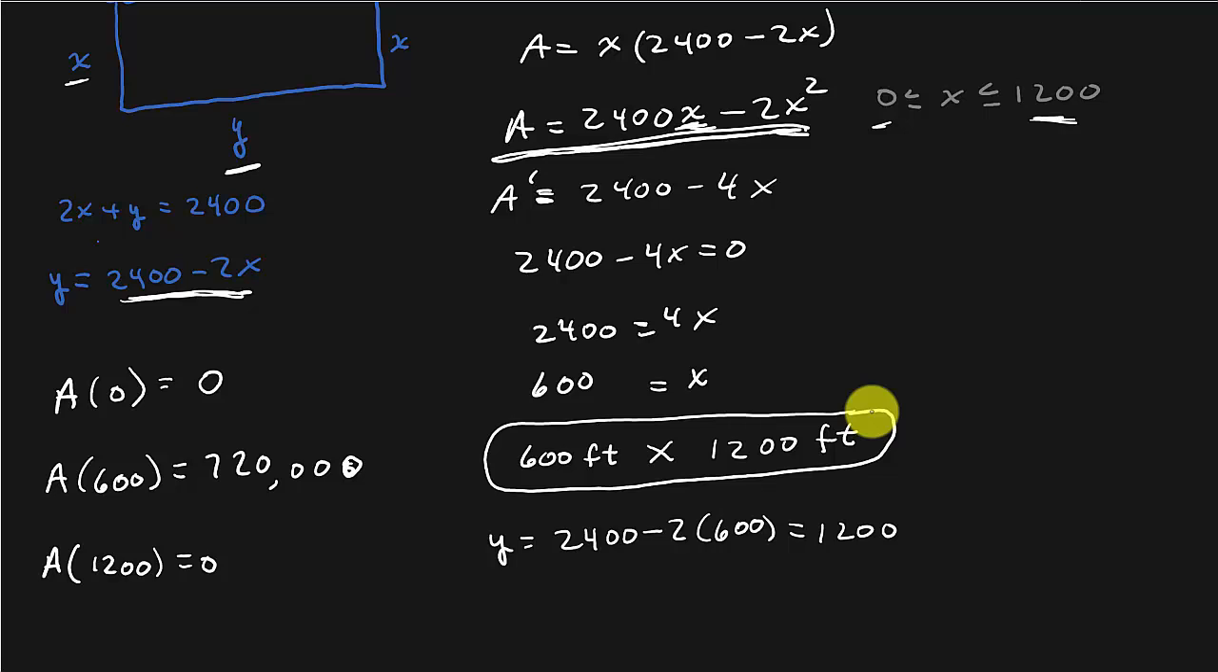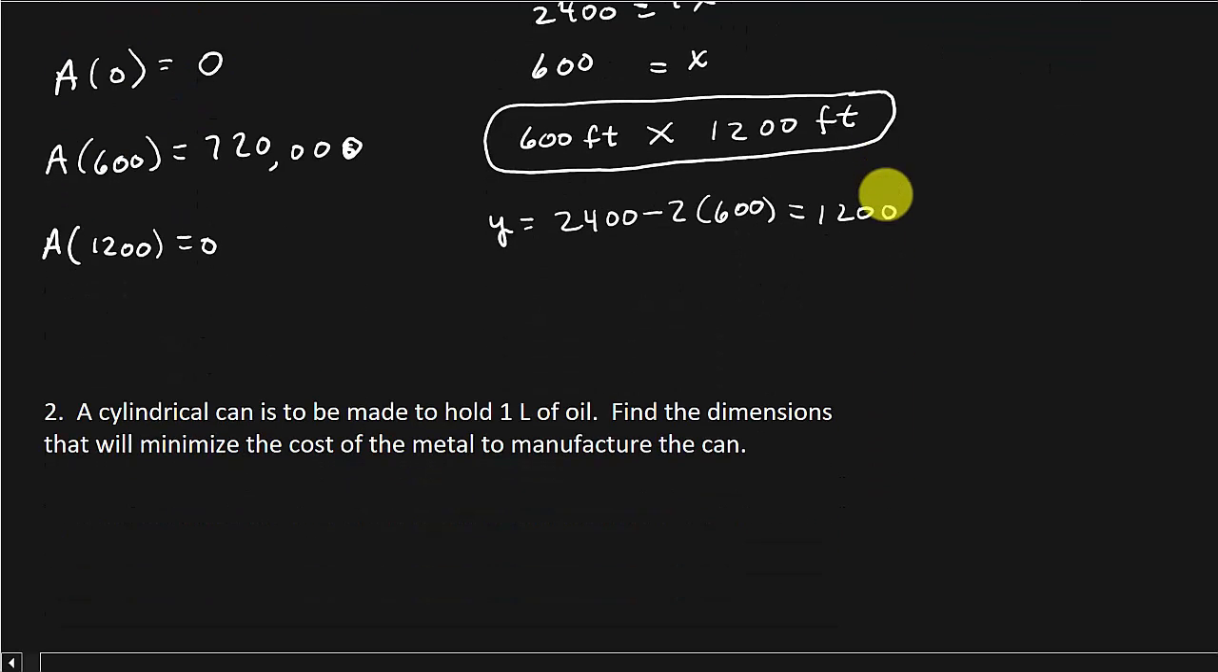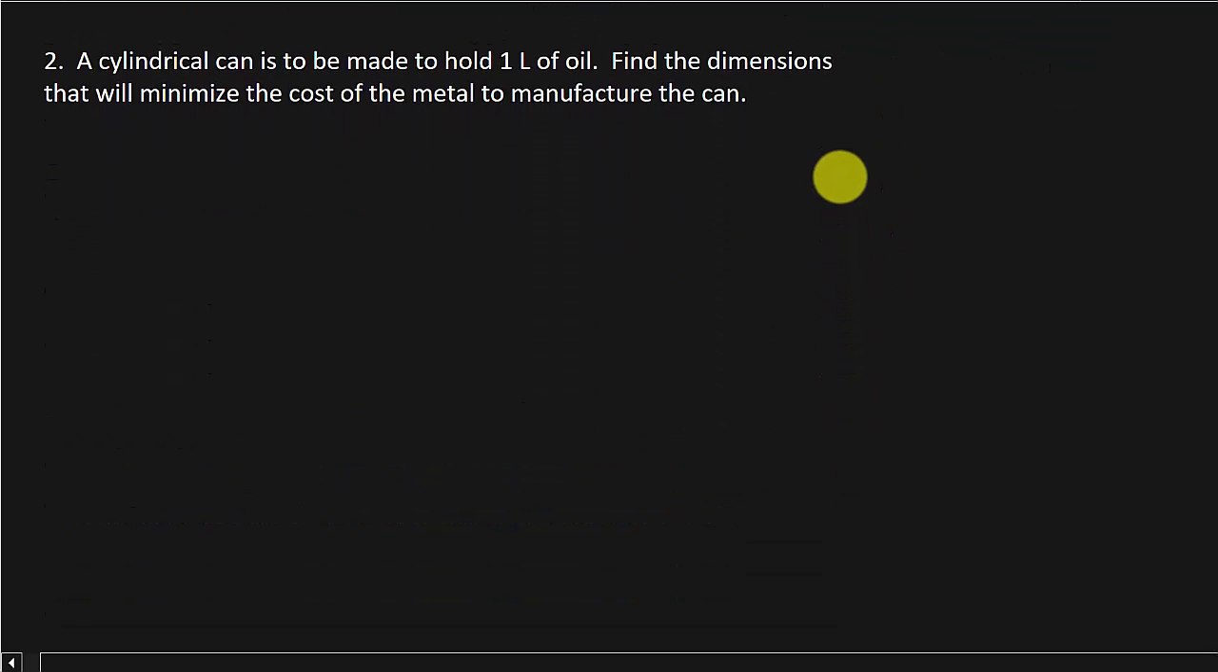All right, let's look at the next one. It says a cylindrical can is to be made to hold 1 liter of oil. Find the dimensions that will minimize the cost of the metal to manufacture the can.